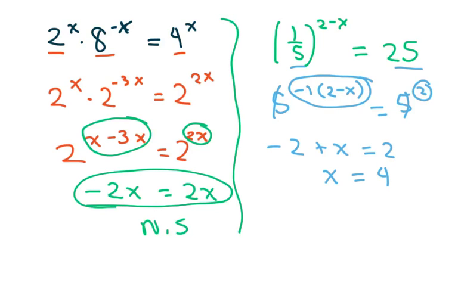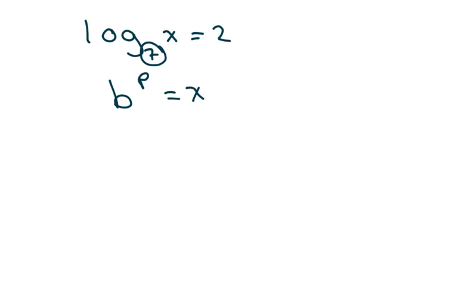Alright, do I have any more solving? I have one more solving. Okay, so solving, we have log base 7 of x equals 2. So I'm going to rewrite this as the base to some power equals my x. So my base is 7 squared equals my x. So 49 equals x.